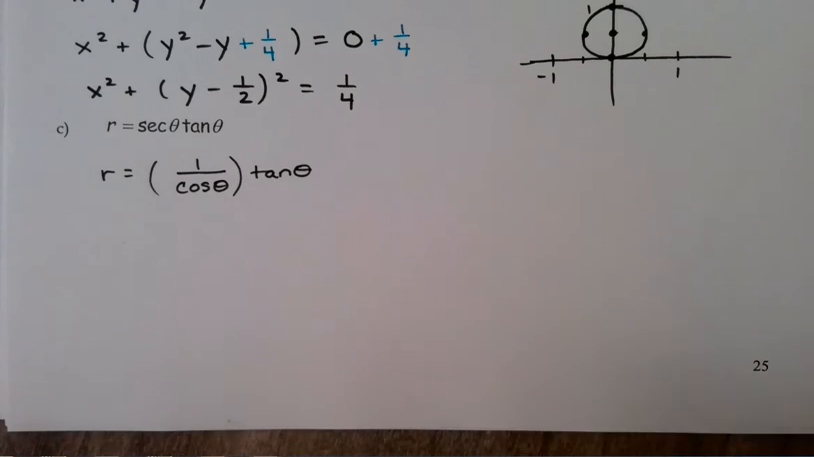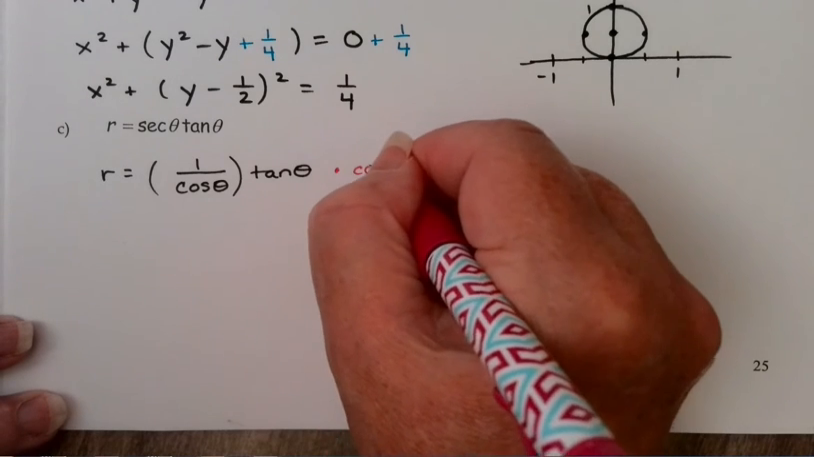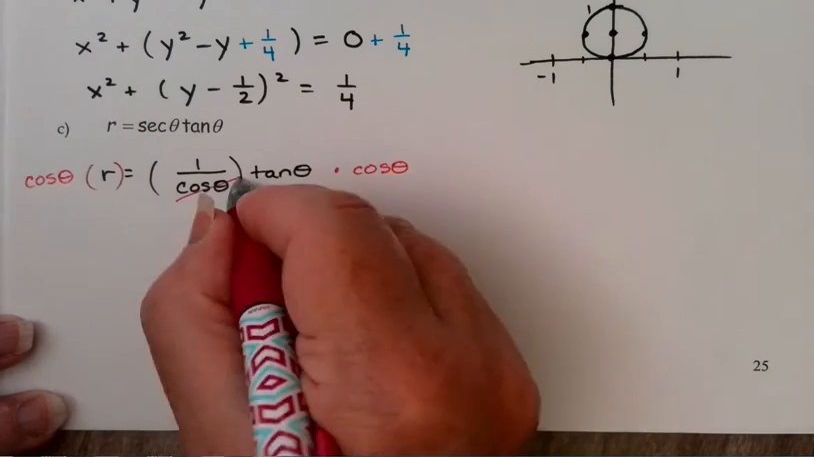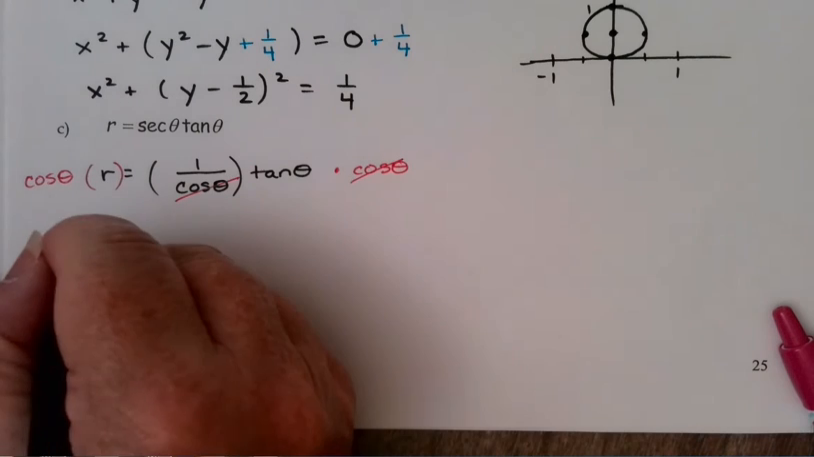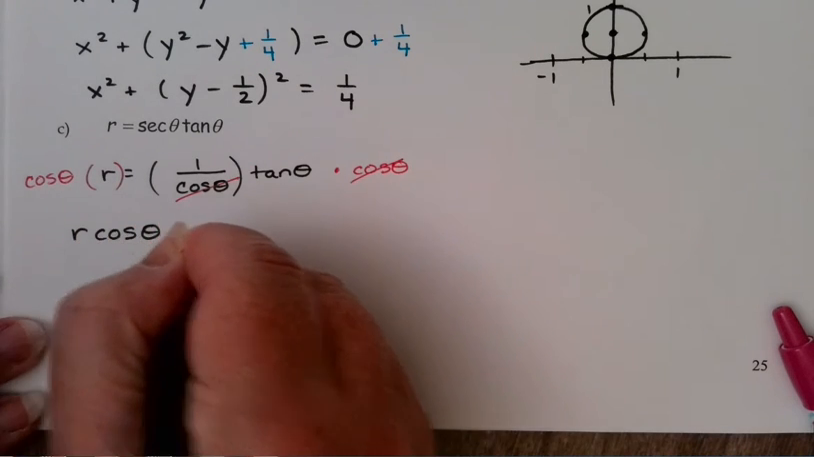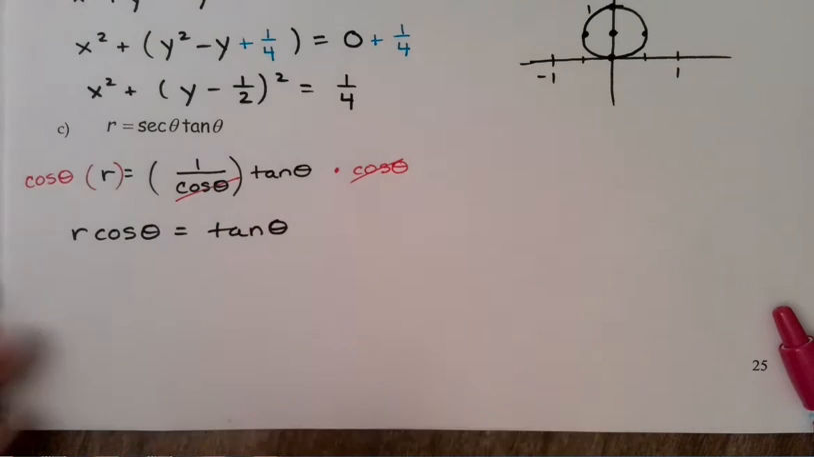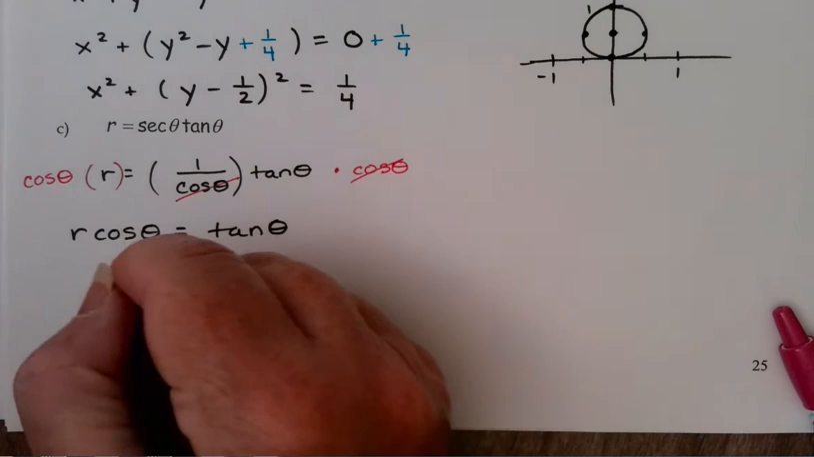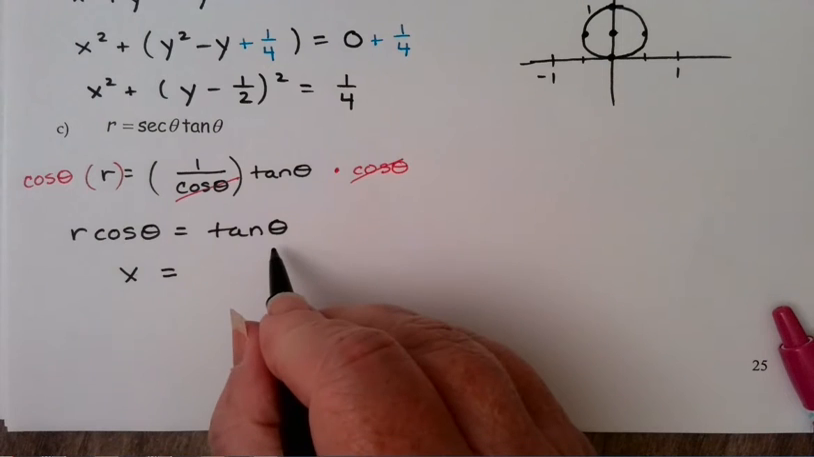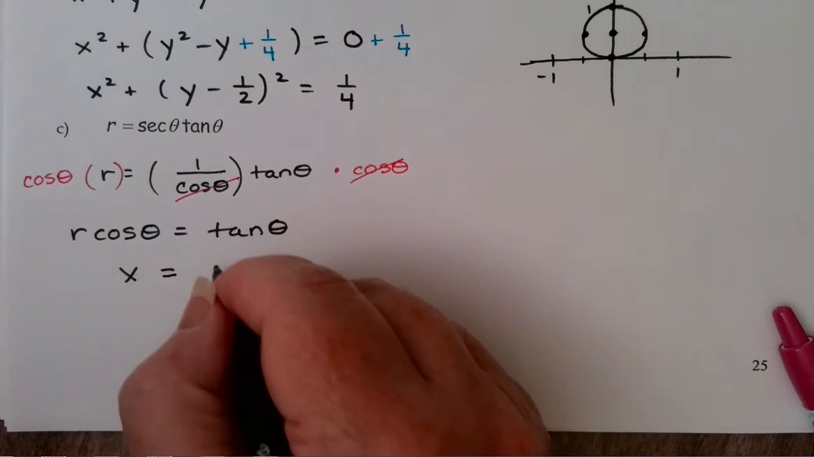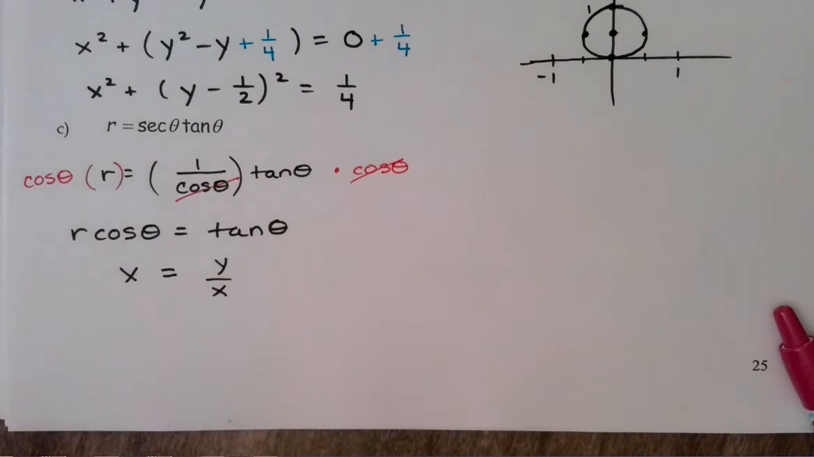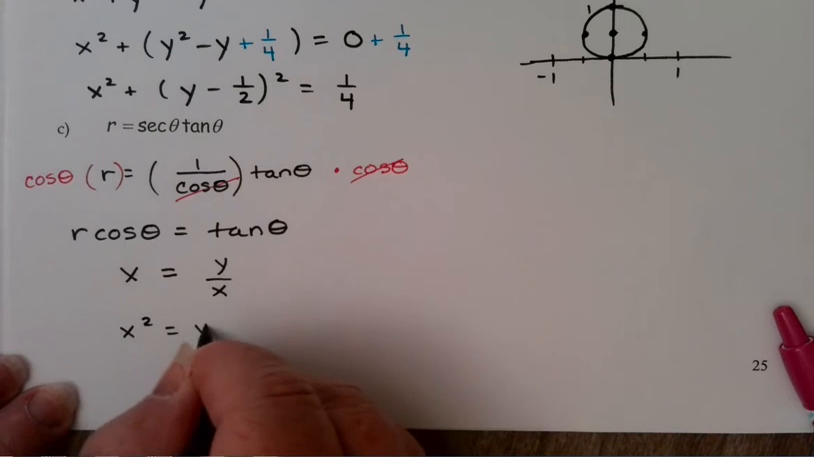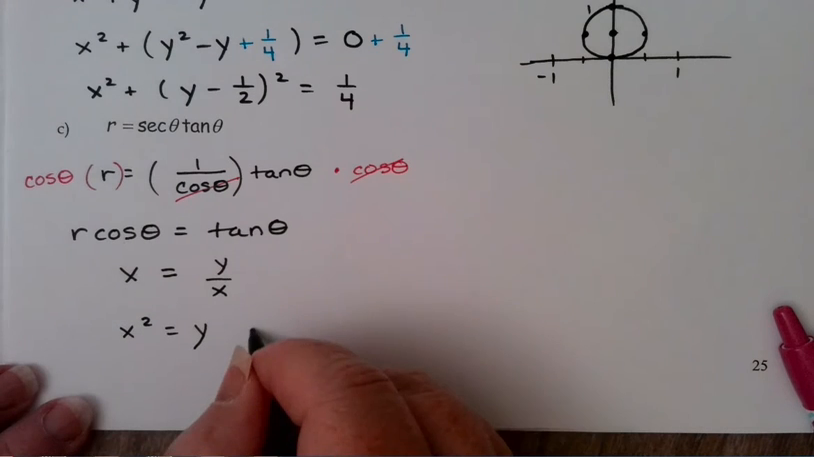Let's multiply both sides of this by cosine theta. Cancel it on this side. So I now have r cos theta equals tangent theta. All right, r cosine theta, that's just x. And tangent theta, again, if you look at those equations at the top of the page, is y over x. Well, now if I just multiply the x over, I've got y equals x squared. That is simply a parabola.